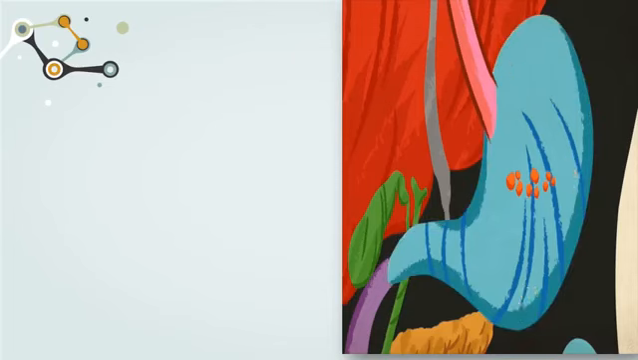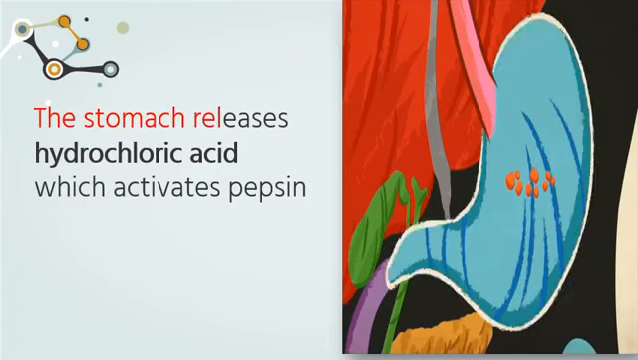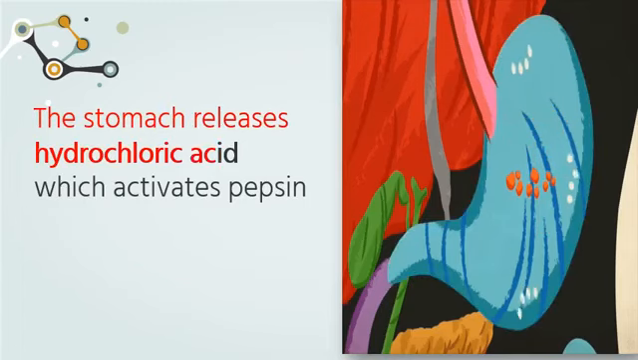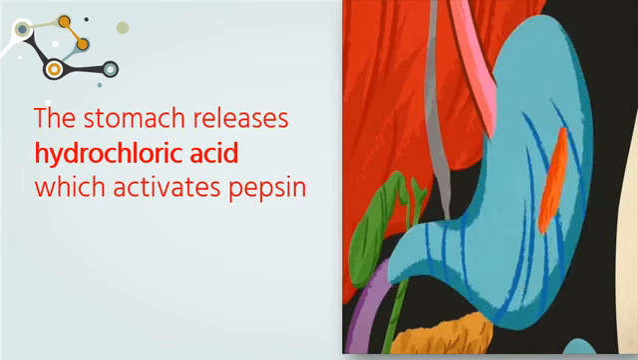Most mechanical digestion and some chemical digestion occur in the stomach. So the food is churned in the stomach to further break it down. The stomach releases hydrochloric acid, which activates pepsin. The stomach releases a lot of acids and enzymes, which further break down the food particles so that these particles can be absorbed by our body.